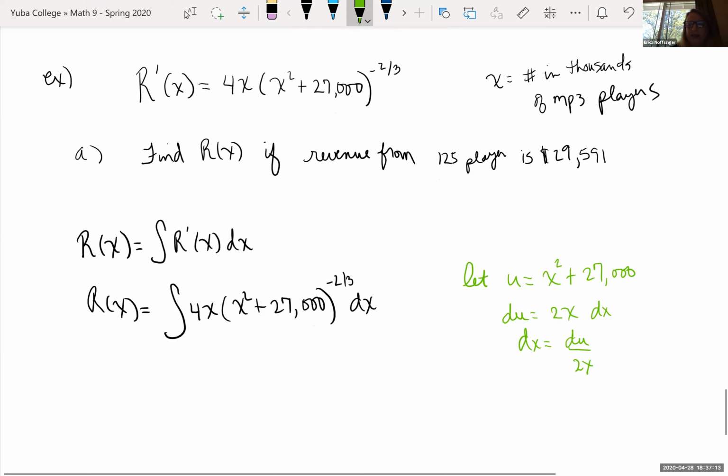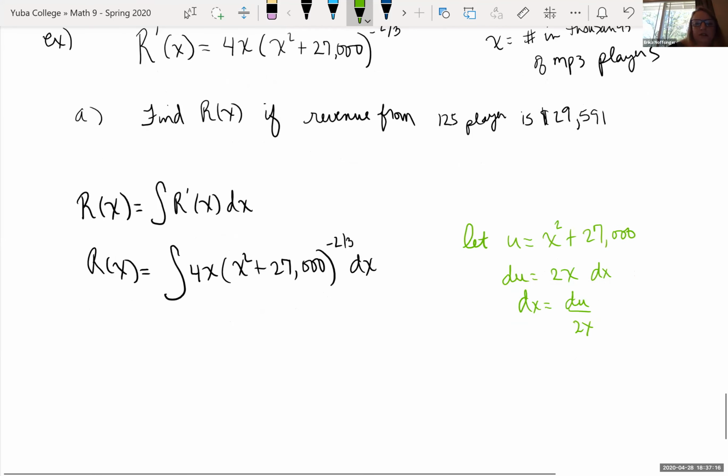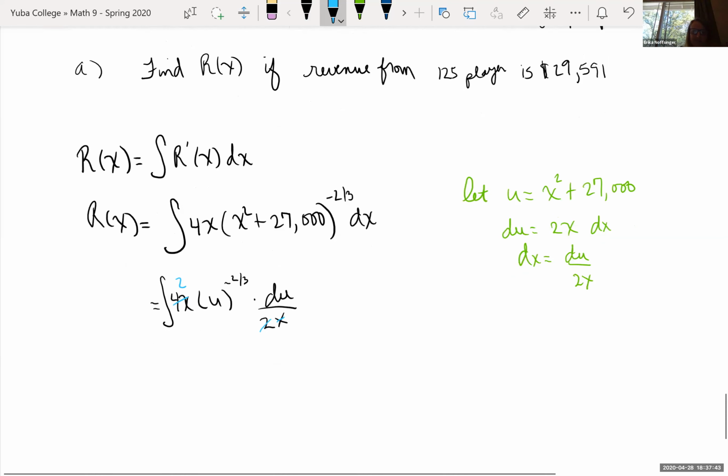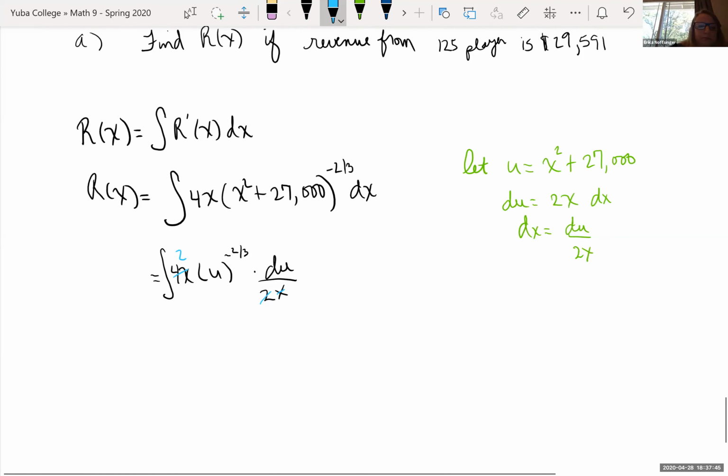We're going to go back and substitute in. So this is equal to the integral of 4x times u raised to the negative 2/3 power, times, and dx we're replacing with du over 2x. So things cancel nicely. 2x goes into 4x twice. We can pull that coefficient out front and take the antiderivative.